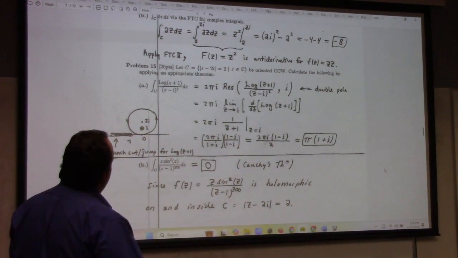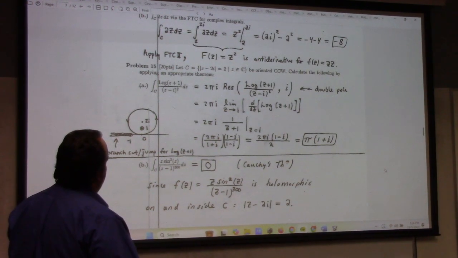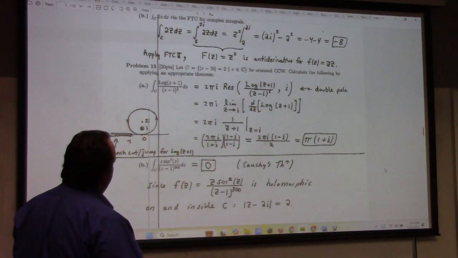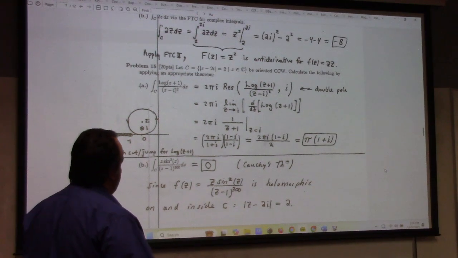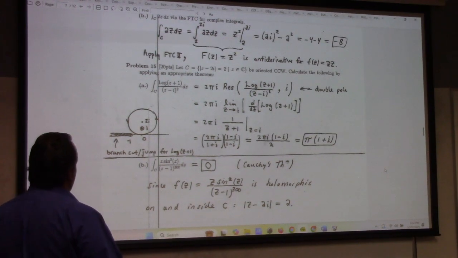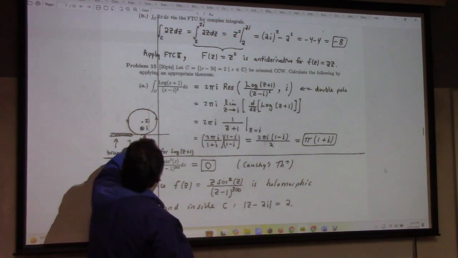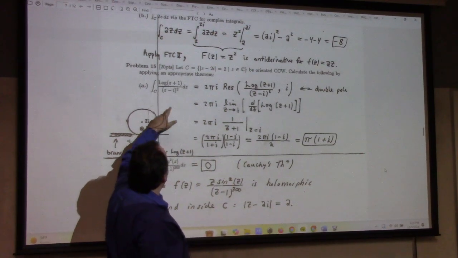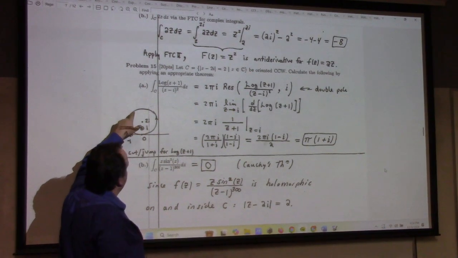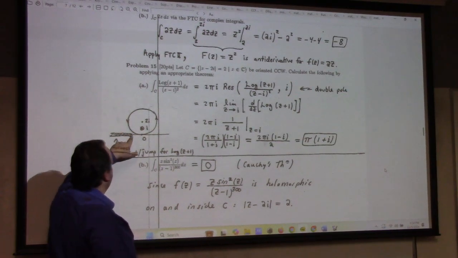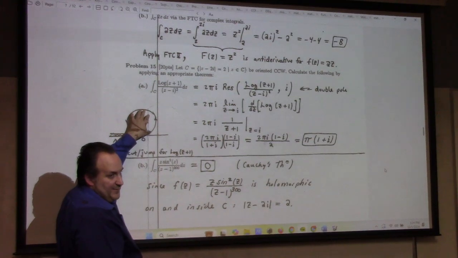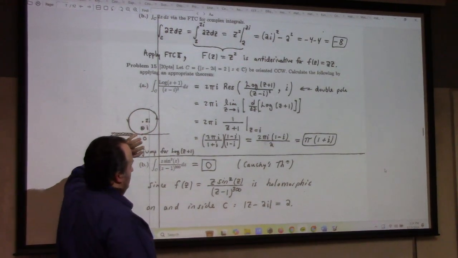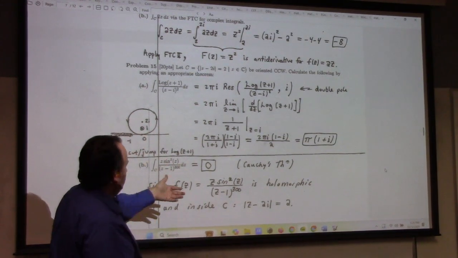This one here, let's see here, calculate by appropriate theorem. Okay, so this one I've got a divergence at i inside the circle. And the log is fine. It's got trouble over here, but over here is outside the circle, so we don't have any issues with that. We can just use the residue theorem. Yay, and we do that, we get that.